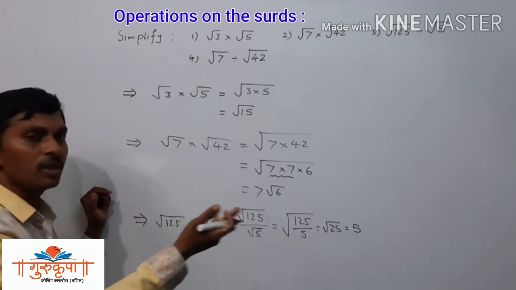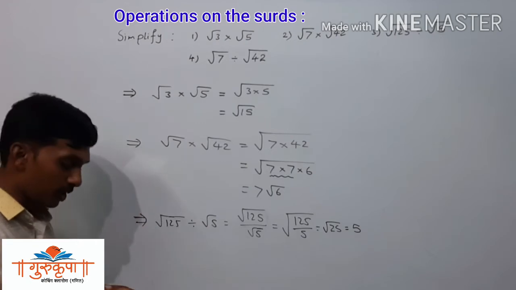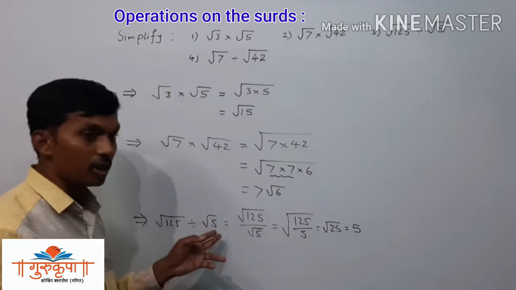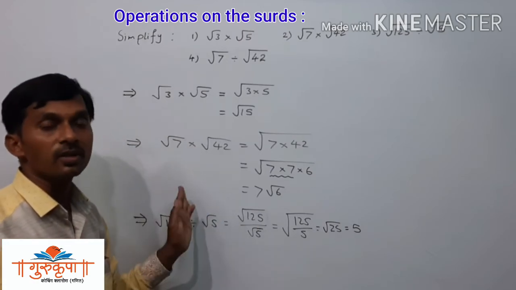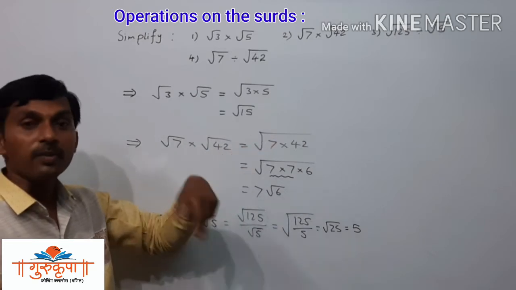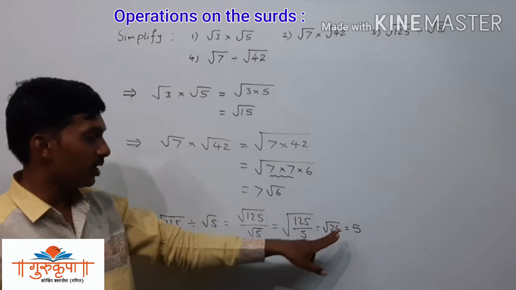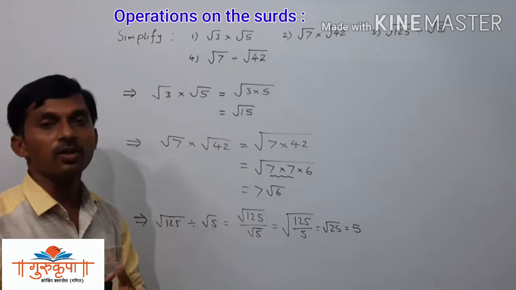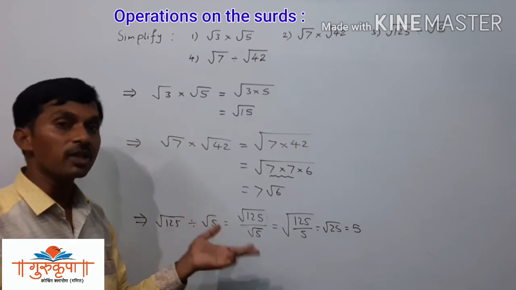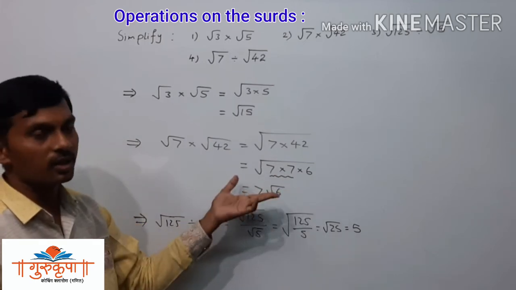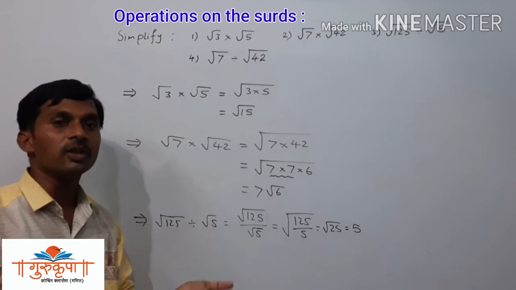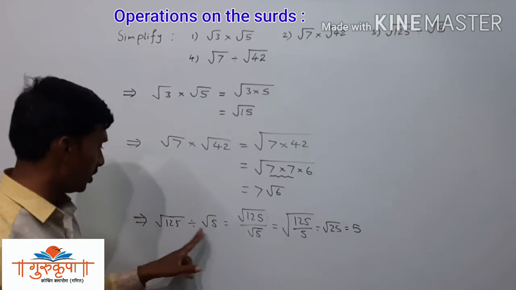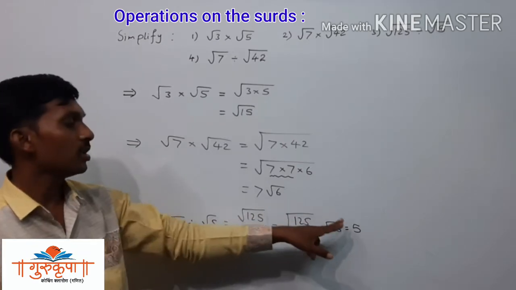Square root of 25 is 5, and we already studied in the properties of the irrational numbers that the multiplication or the division of the surds may be rational or it may be irrational. Here we get the rational number, here we get the irrational number. Irrational number is nothing different than the surds. Irrational number is only the surd, or a surd is always an irrational number. Now here the division of those two surds is a rational number.